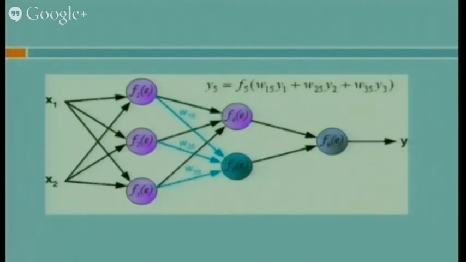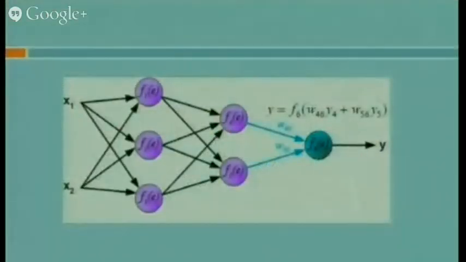Similarly, F5 you can calculate, which is equal to W15 into Y1 plus W25 into Y2 plus W35 into Y3 with the activation function F5, right? So remember all these things because we are going to implement it in the code also. We are going to make a code.